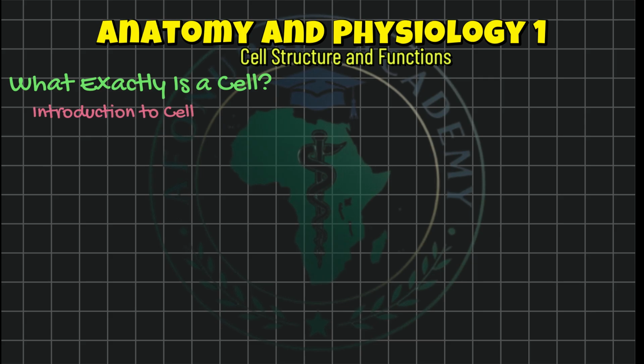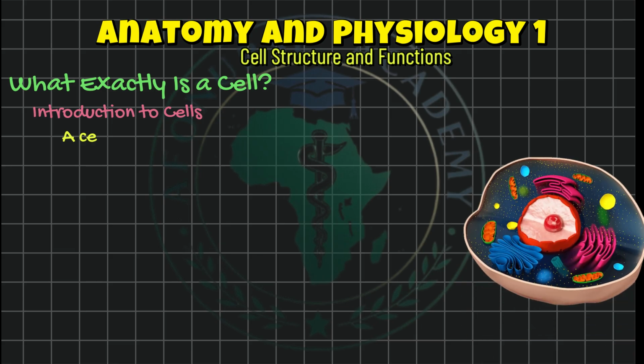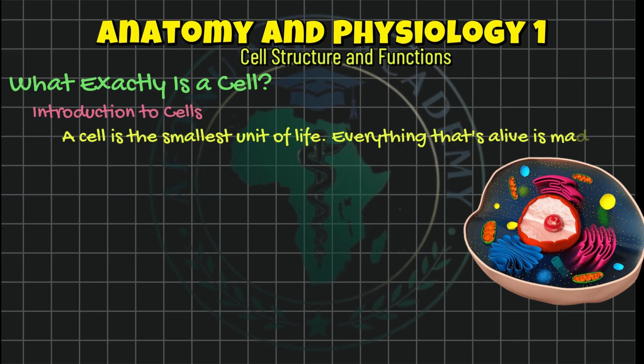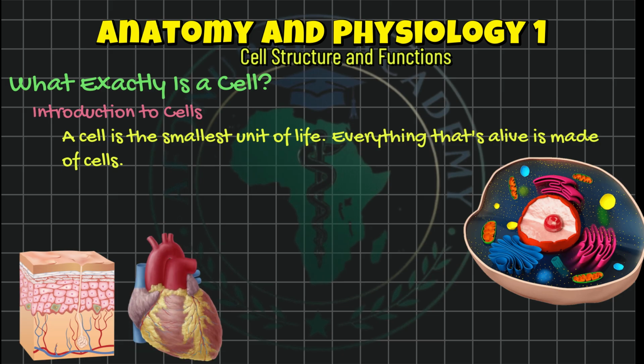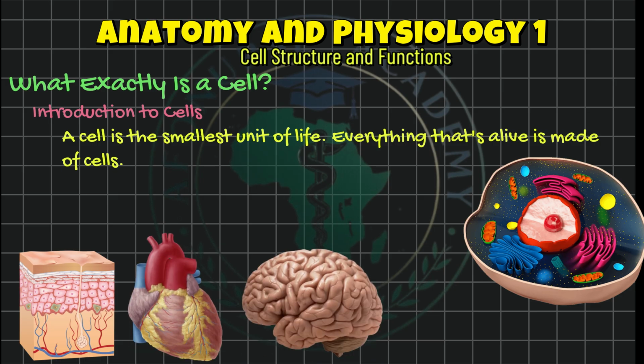Introduction to cells. Let's start simple. A cell is the smallest unit of life. Everything that's alive is made of cells. Your skin, cells. Your heart, cells. Your brain, you guessed it, cells. Some organisms, like bacteria, are just one cell, but humans, we're made of trillions of cells. In fact, scientists estimate the human body has about 37 trillion cells.